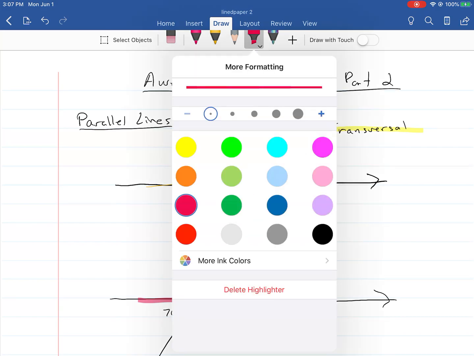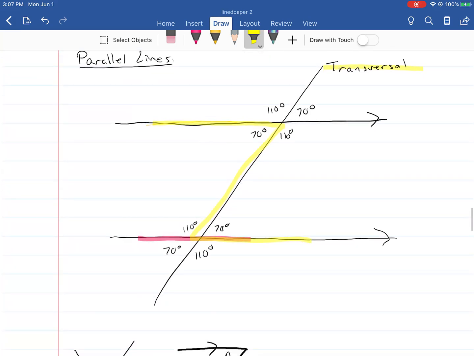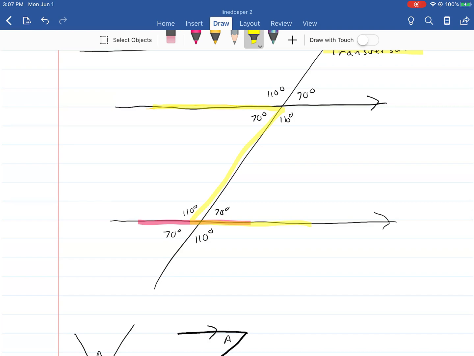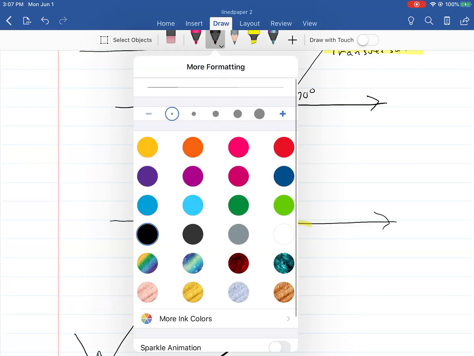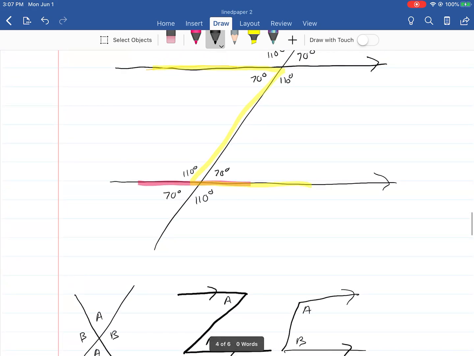I'm going to use all the colors here to draw these letters. Whoops, that's not a highlighter. Highlighter. And I'll use yellow first of all. There's the Z pattern. Do you see it there? You can get a reverse Z too, but nice Z pattern. They're both 70 in there. Another angle pattern that comes out of there is called C pattern. And when you get C pattern in parallel lines, these two inner angles, they're not equal.